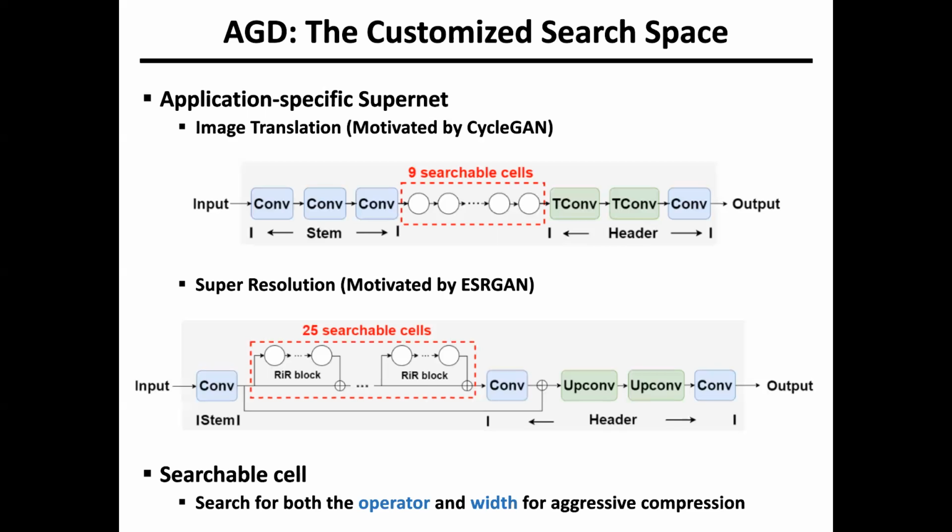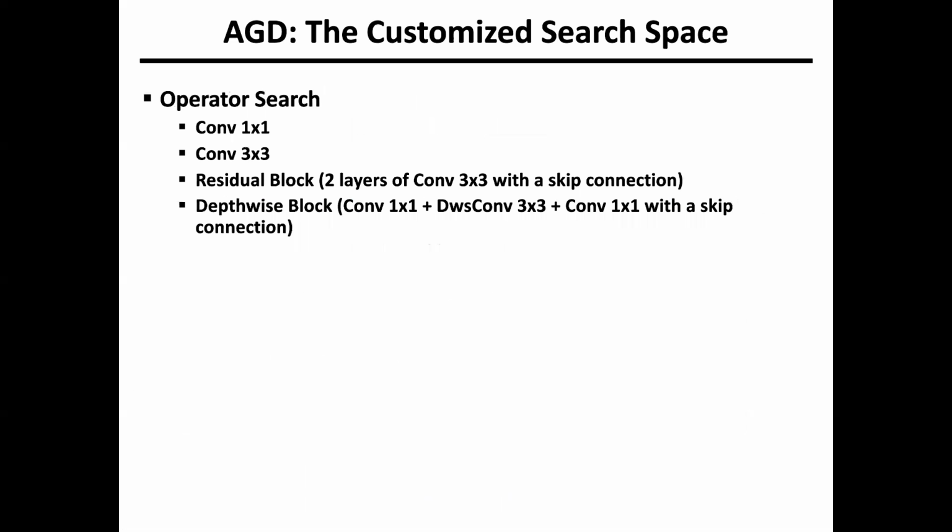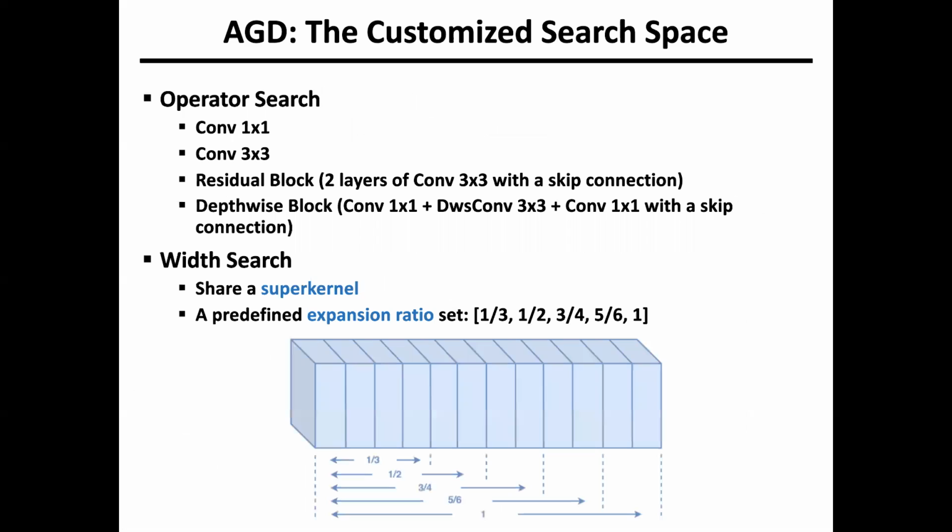We will search for both the operator and width for more aggressive compression. And to search the operator, we listed our options here, which are the commonly used efficient building blocks. And to search for the width, it's non-trivial to build independent kernels for different widths due to the exponential possible combinations. Therefore, we instead set a single superkernel with a maximal width, and we search for the expansion ratio to make use of a subset of the dimensions of the superkernel, as shown in the figure.